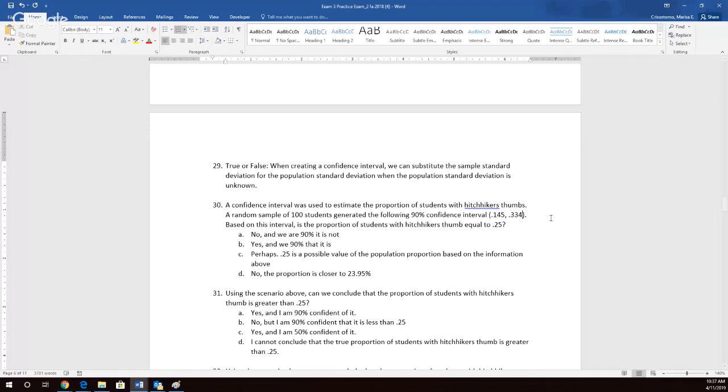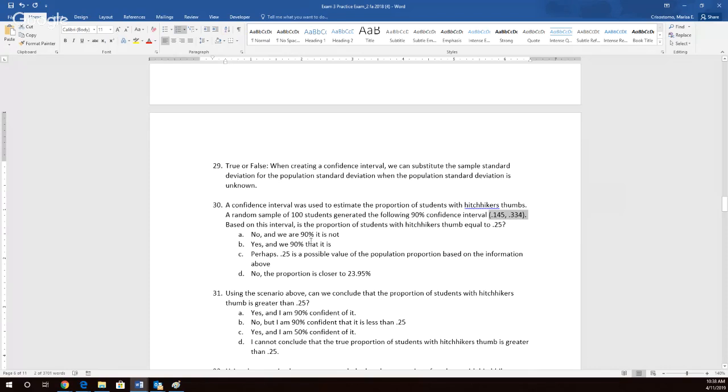We can't say that it is for sure 0.25 though. So we can't say B. We can't say this because it could be anywhere in here, right? We're 90% confident that it's somewhere between 0.145 and 0.334. I'm not 90% confident that it's equal to 0.25. I'm 90% confident that it's somewhere within this particular interval. So we can't say that B is true.